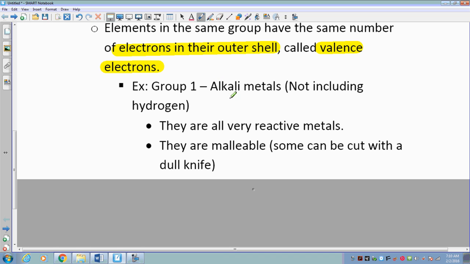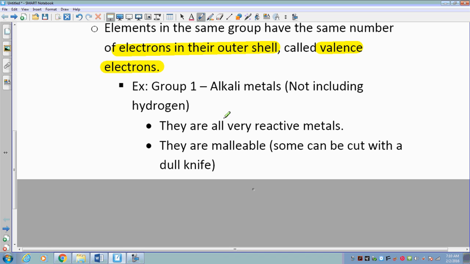These are your alkali metals. Hydrogen a lot of times is in group 1 because of the electrons that it has in its outer shell, but it doesn't really fall into the alkali metal concept. Every element in group one is among the most reactive metals. They're all very reactive. Like sodium, when it comes in contact with water, it explodes.